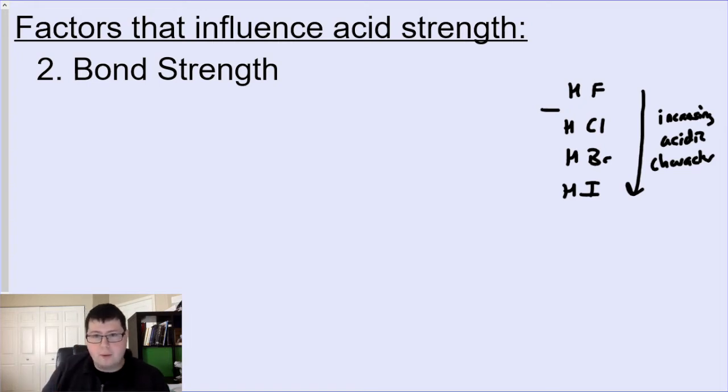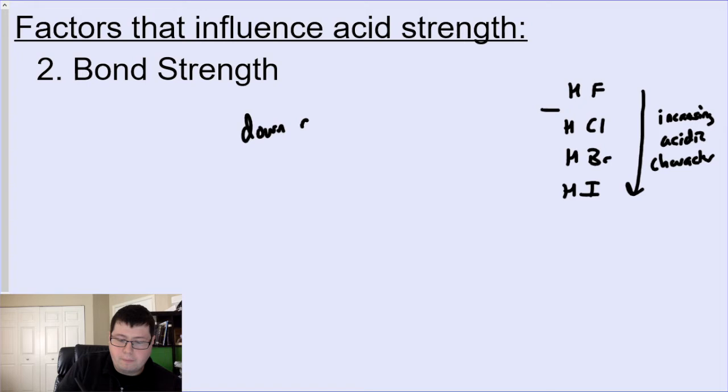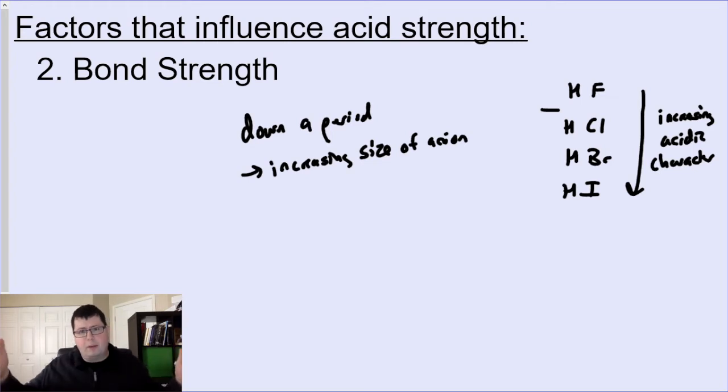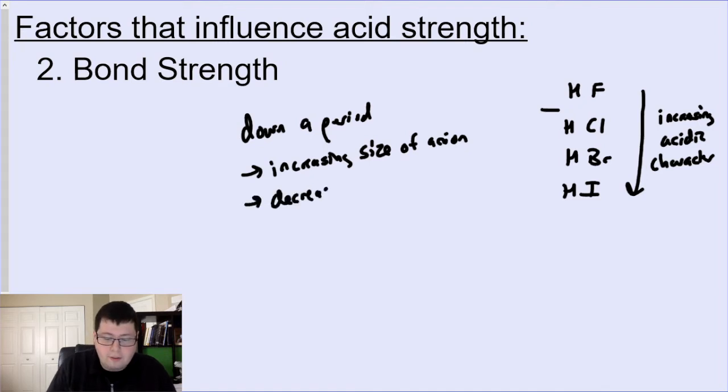Well, as we go down a group, what happens to the size of these anions? As you go down a group, we have increasing size of the anion. And as you have increasing size of the anion, the bond that this forms, as we know, bond strength is inversely related to size. A really short bond is much stronger than a really long bond. And so as we have increasing size of the anion, we have decreasing bond strength.